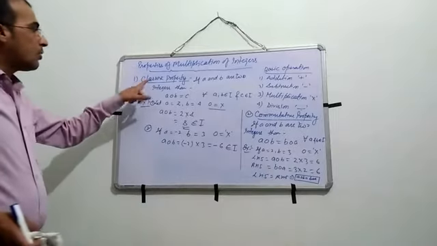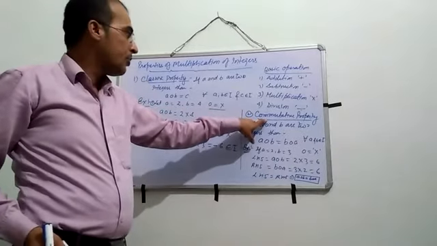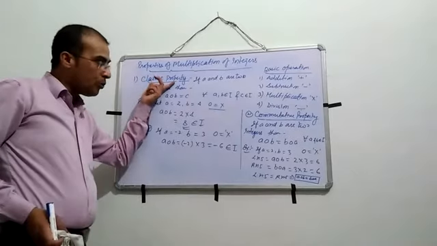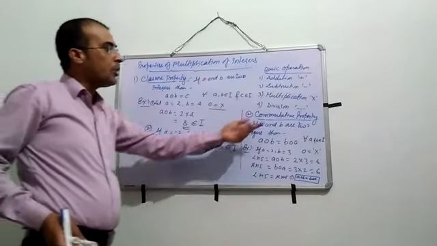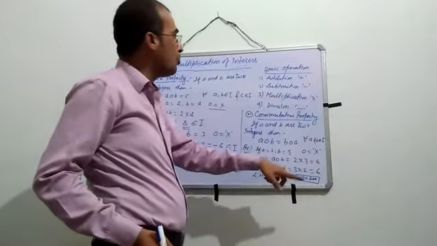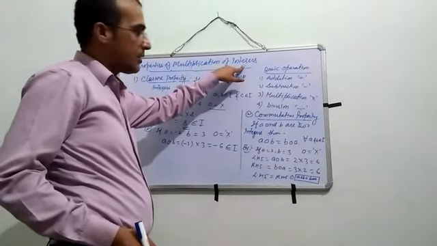This is the closure property and this is the commutative property. So commutative property is true for the multiplication of integers.